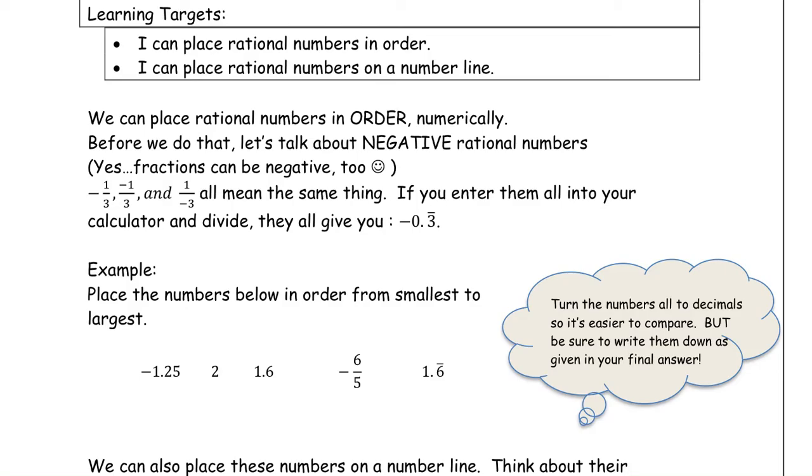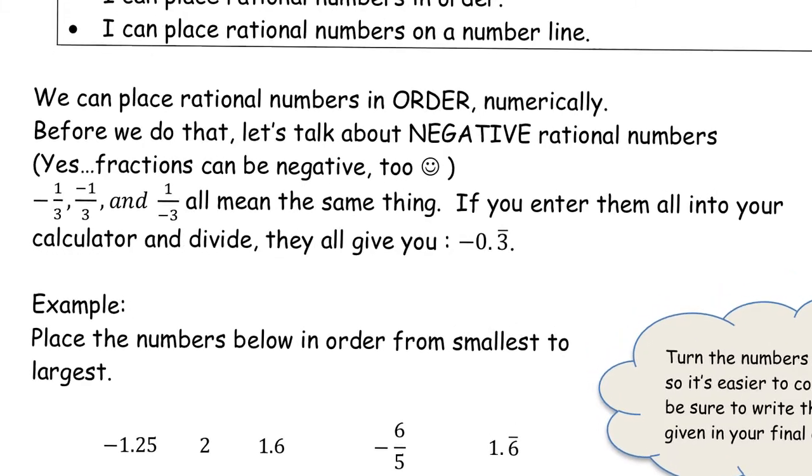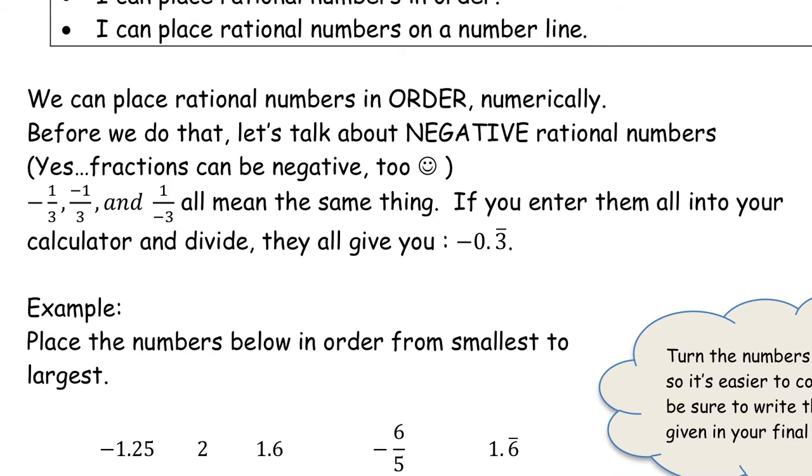All right, welcome to this lesson on ordering rational numbers. So just as a quick review, remember that we are now going to be bringing in negative rational numbers. You can, in fact, have negatives. Keep in mind that you can see them three different ways.